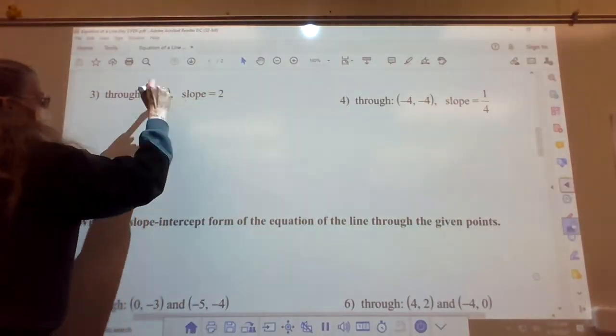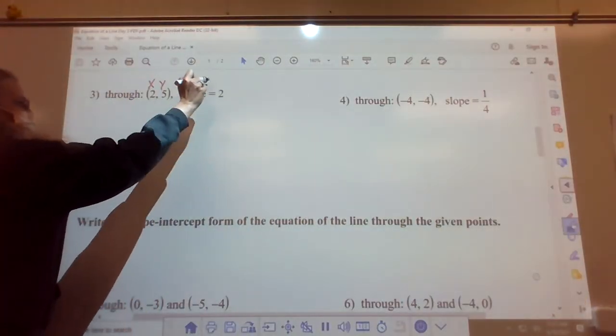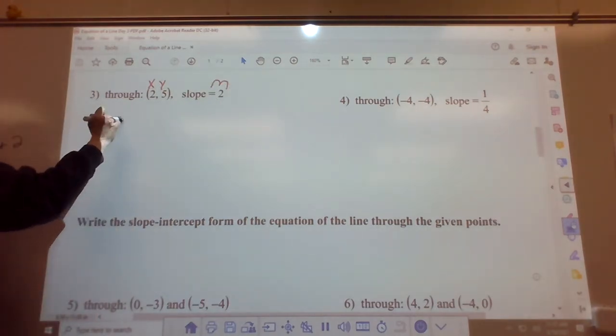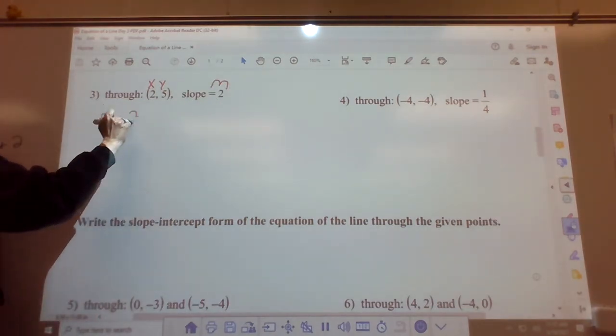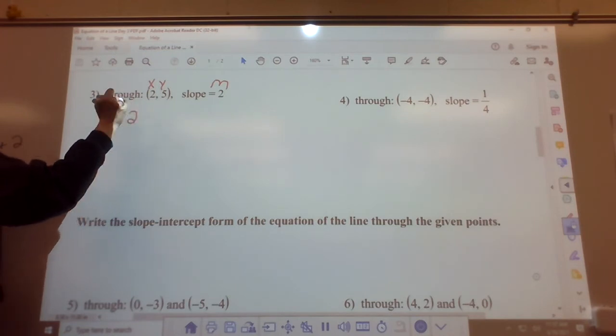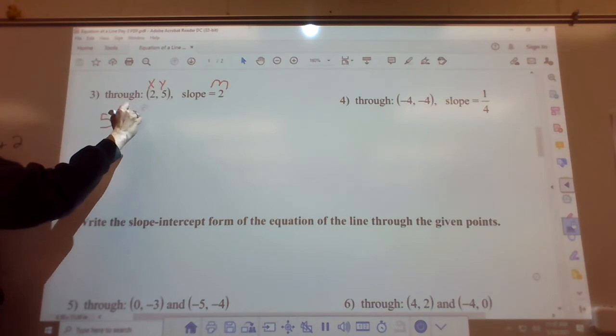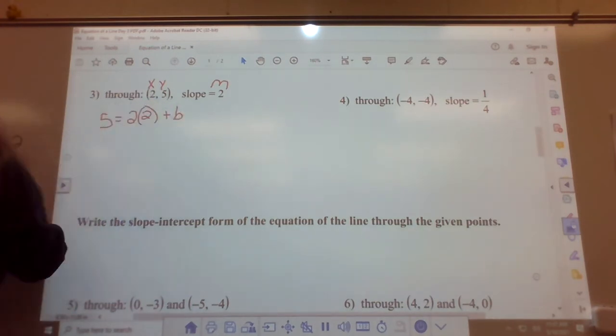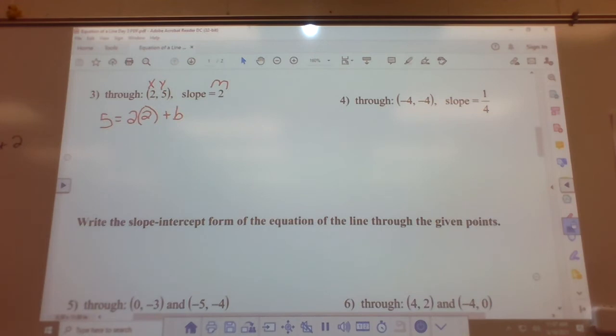X, Y, M. So y equals m. Now that's just an integer, it's a whole number, so I don't necessarily have to make it a fraction. This isn't a fraction either, plus b. I generally only make them a fraction if the slope is a fraction. If it's not a fraction, I don't need to. If you want to, you can, but you don't need to.